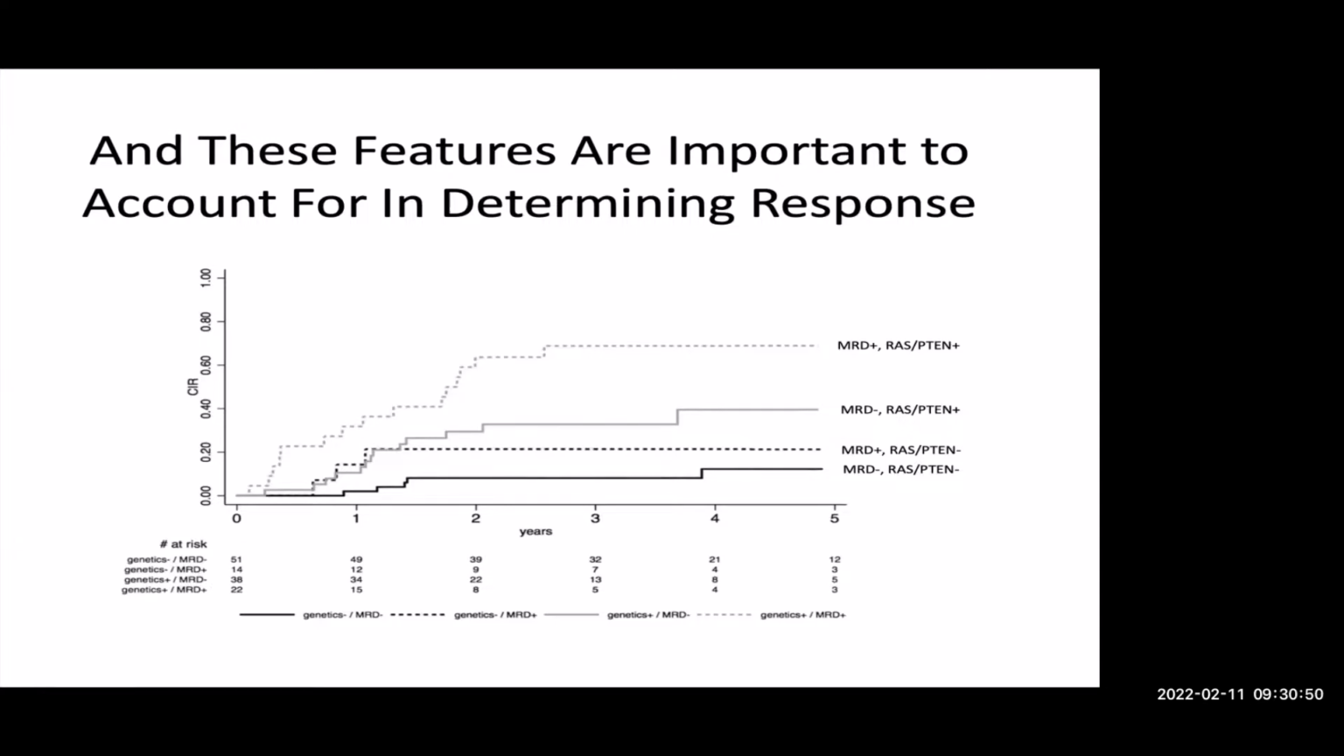Patients who have RAS and PTEN mutations, which are predominantly present in myeloid malignancies compared with lymphoid malignancies, have an increased incidence of relapse compared with patients who don't have RAS and PTEN mutations. So these are the other subgroups who need allogeneic stem cell transplant in T-cell acute lymphoblastic leukemias.